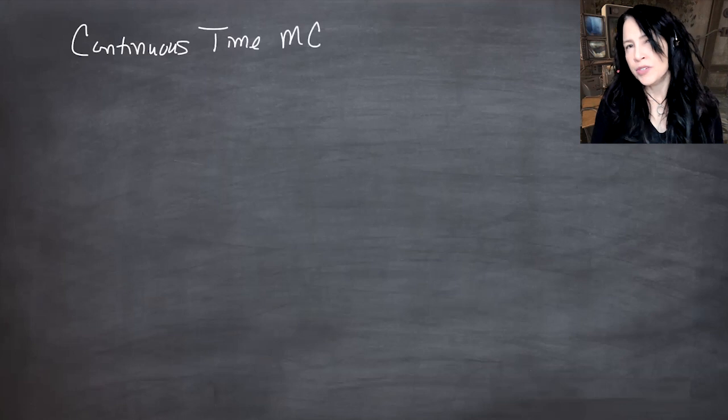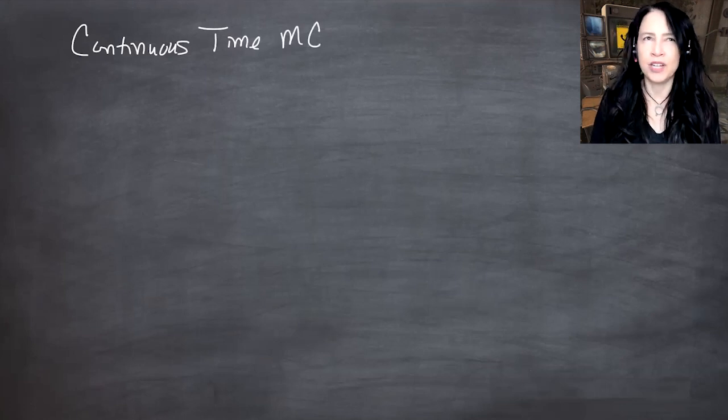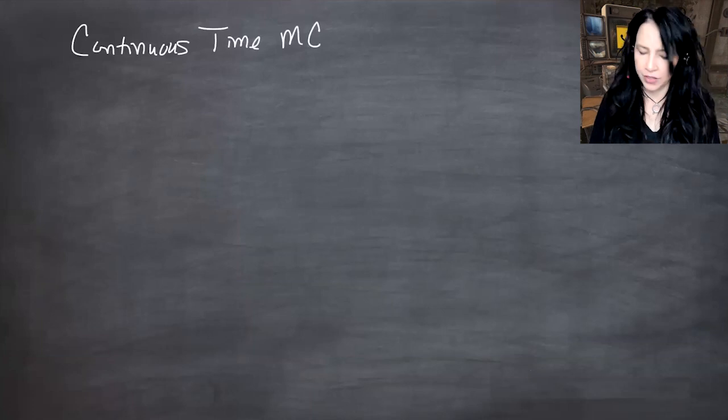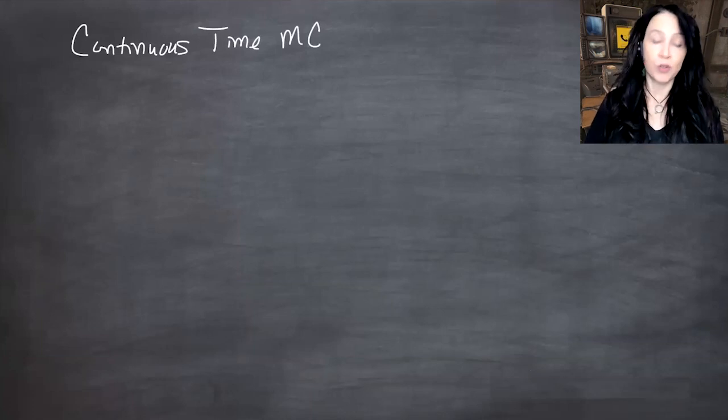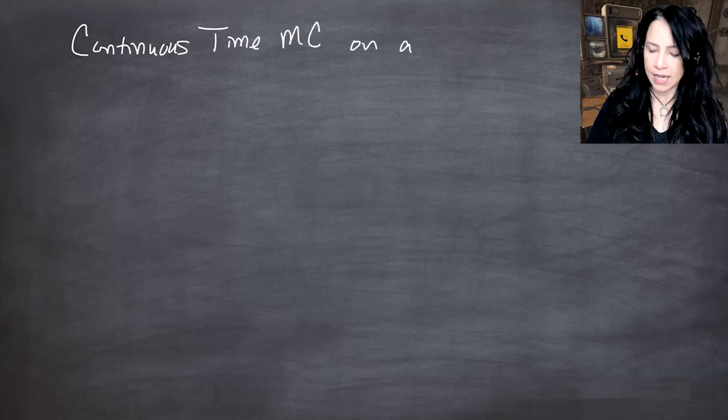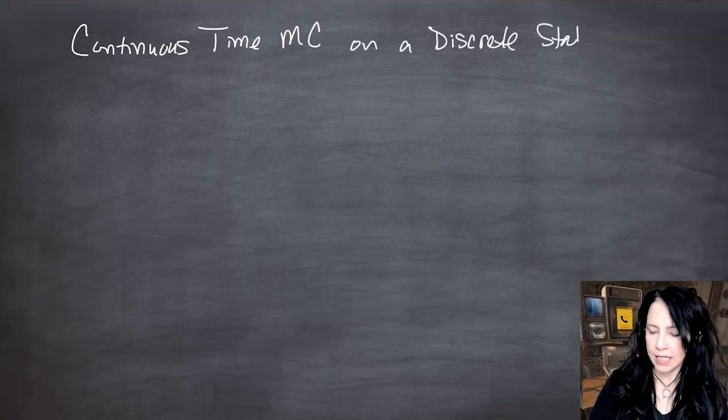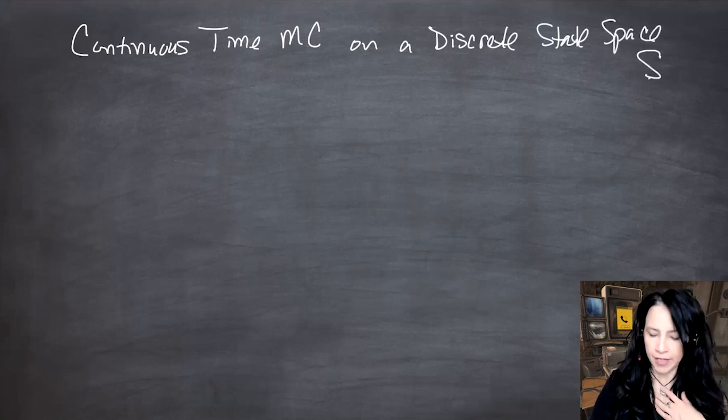Let's talk about continuous time Markov chains on a discrete state space. Usually I say process and only chain if it's discrete time, but no one cares. I don't even know why I do that. Continuous time Markov process or Markov chain on a discrete state space that I'm going to continue to call S.